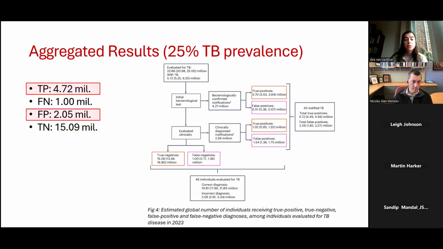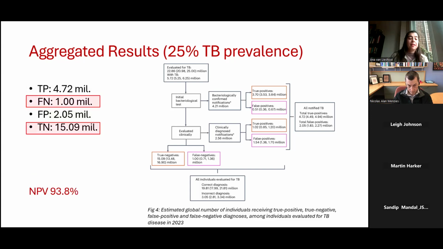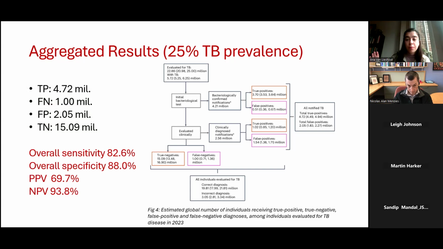But we can also look into how many of those that were positively diagnosed actually have TB. So that's the positive predictive value of this algorithm, and that's 69.7%. And in the same way we can see, of those who were negatively diagnosed with TB, how many actually did not have TB. So the negative predictive value, and that's 93.8%. So this gives the overall picture for the main analysis of the algorithm performance. And this is for all of the countries that we were considering, so the aggregated results.